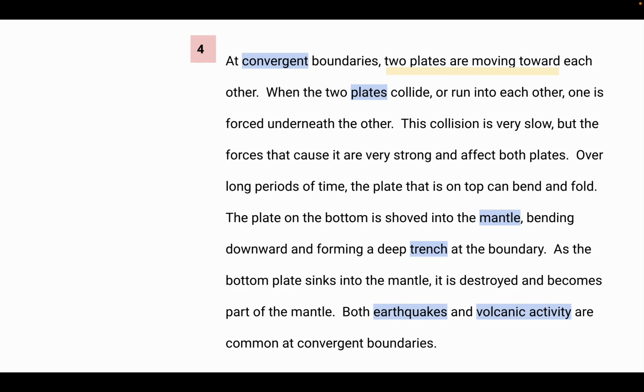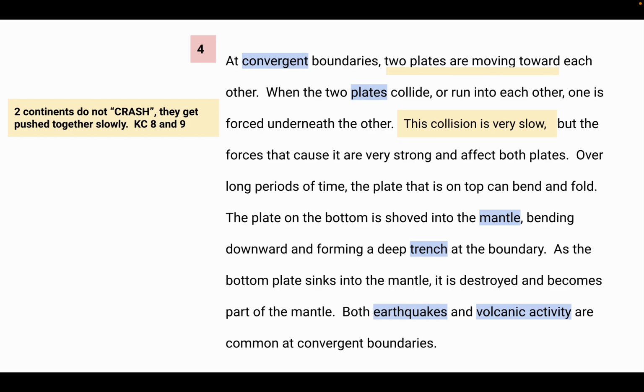And as we were reading, the first vocab term is convergent. And a convergent boundary is when two plates are moving towards each other. So I underlined that. And then I wanted to make a note to myself.